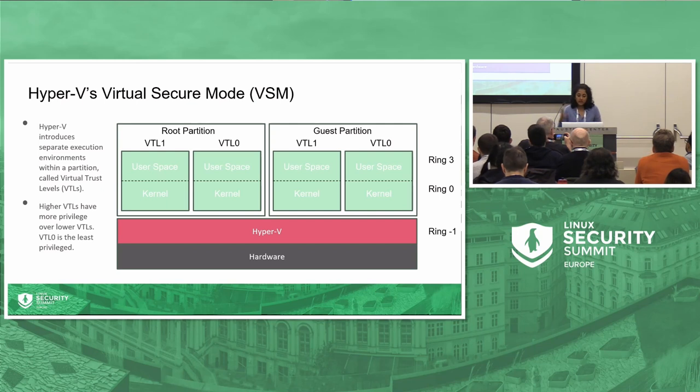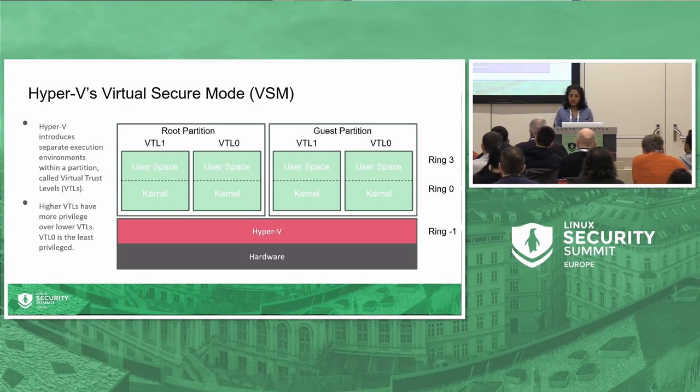So, a quick look at a Hyper-V-based system and Hyper-V's virtual secure mode. In the picture here, there's hardware and there's Hyper-V on top of it. Hyper-V divides the system into multiple partitions, one root partition or host partition and multiple guest partitions. Through VSM, Hyper-V allows each partition to be further subdivided into separate execution environments, known as virtual trust levels or VTLs. Theoretically, Hyper-V allows for 16 VTLs, but for the purpose of this talk and for any practical purpose, we only talk about two VTLs, VTL 0 and VTL 1.